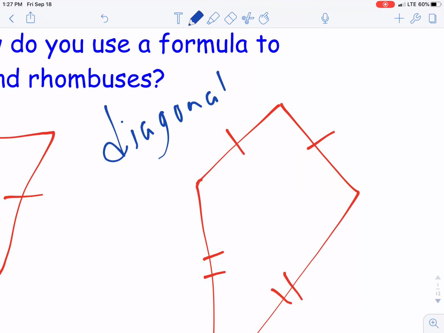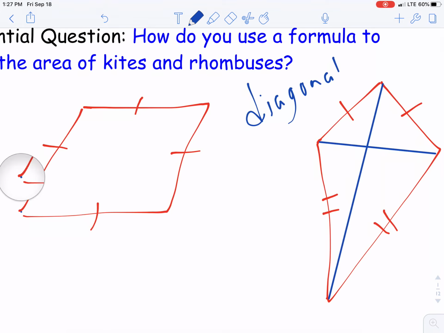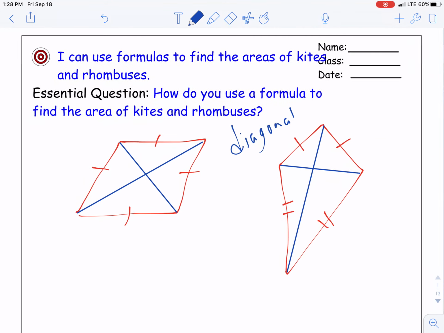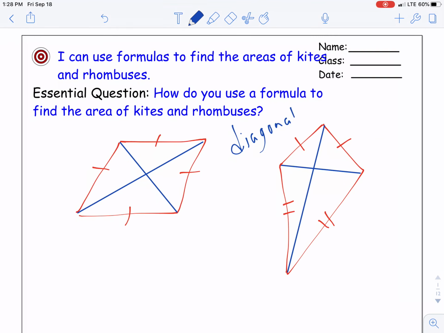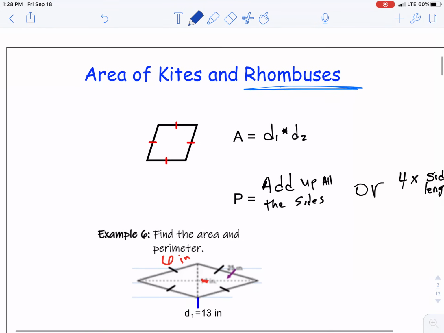All right, and what a diagonal is, it's going to go across from one point across to another point. We're going to call those diagonals. So a kite has 2 diagonals. A rhombus also has 2 diagonals. All right, we're going to need to know what these values are today. So hopefully they give us all that information to find out those values, right?